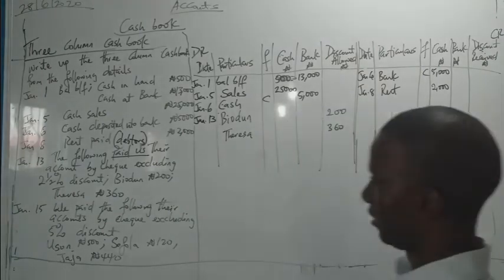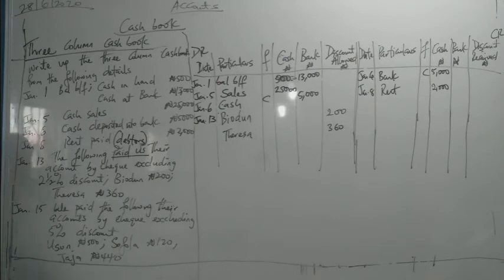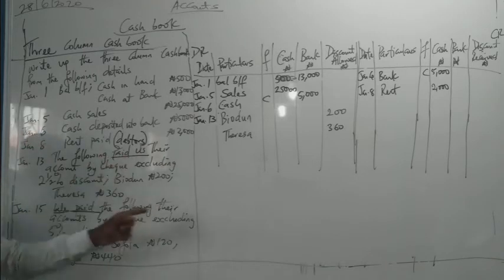360 naira. Now, let's go to January 15th. On January 15th, we paid the following their account by check, excluding 5% discount. That is Unson 500 naira, Shofola 120, Jaja 440 naira. Now, what does that mean? It means that word paid, we paid, not paid us, we paid.